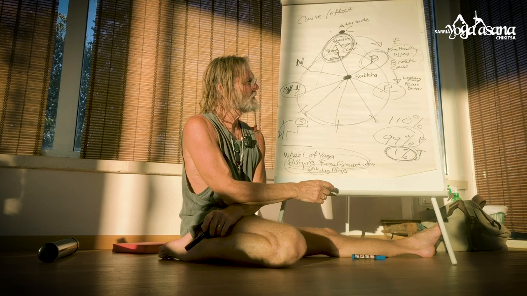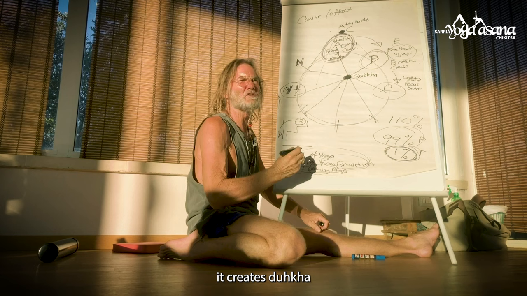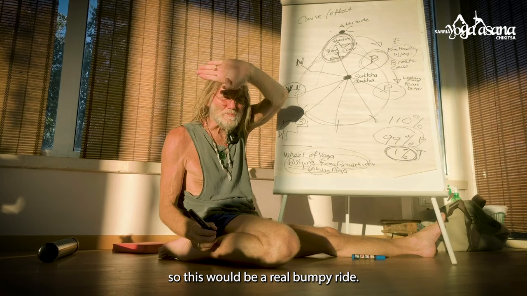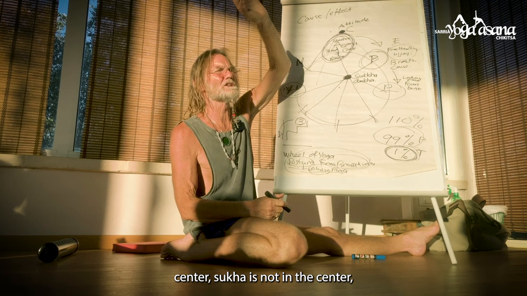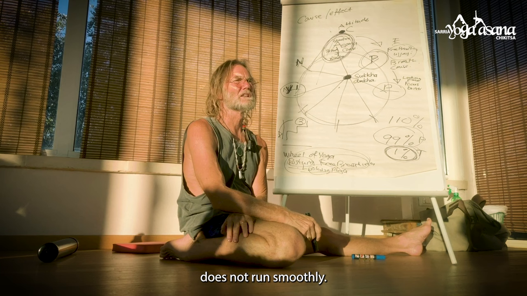When the sukha is off center, it creates dukkha. So this would be a real bumpy ride. So when the actual hub, center, sukha is not in the center, the wheel does not run smoothly, it creates a bumpy ride.